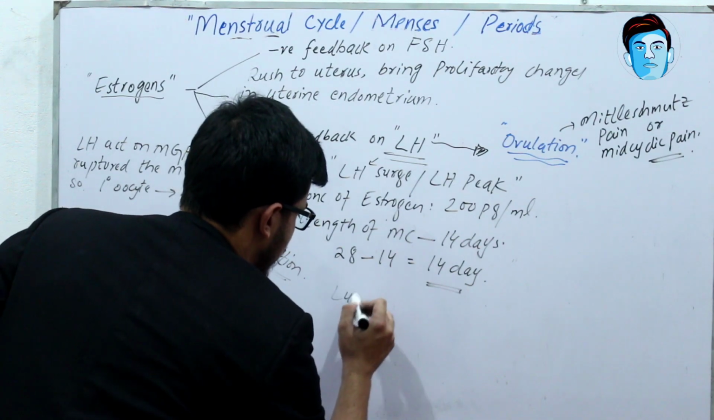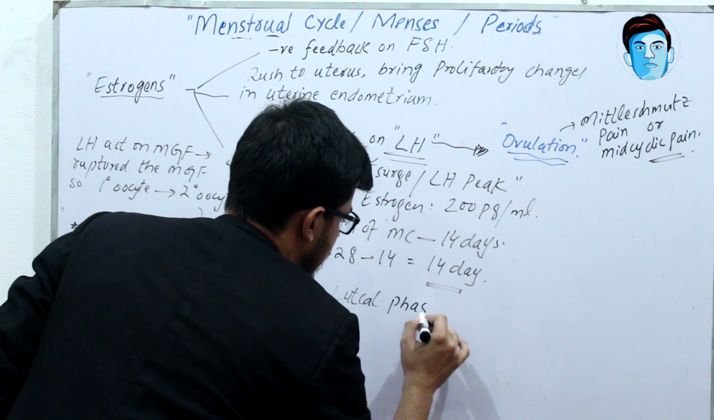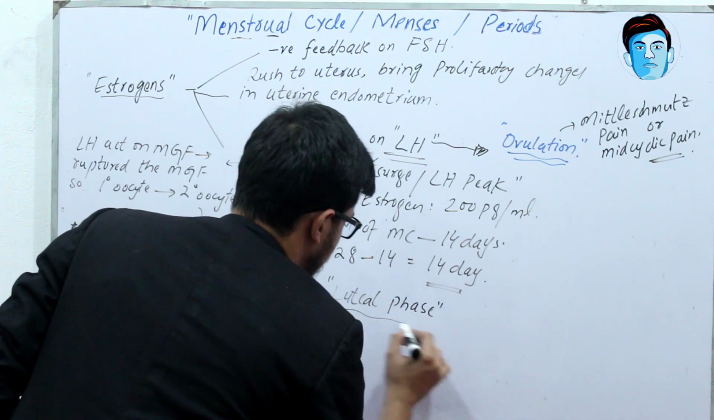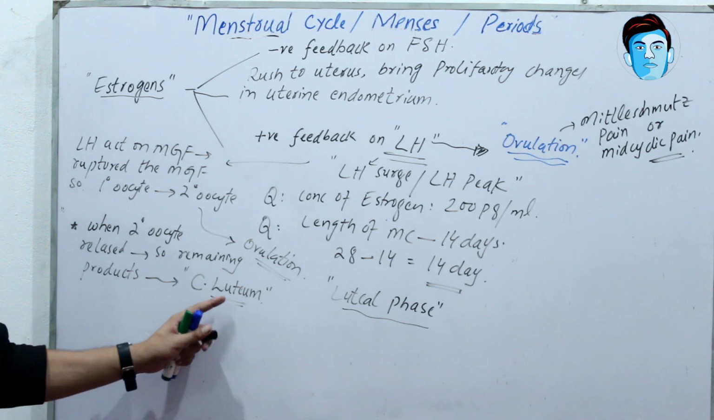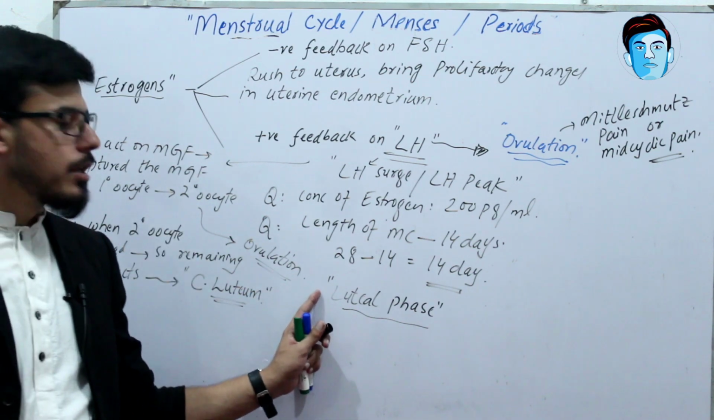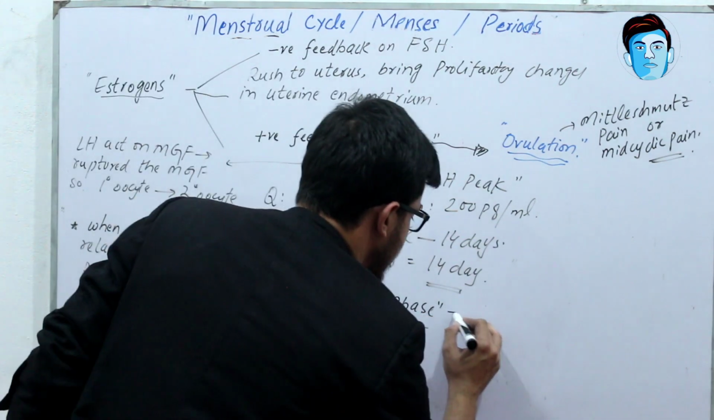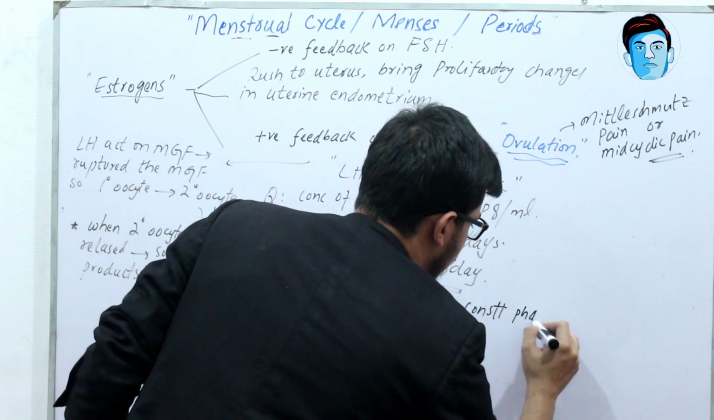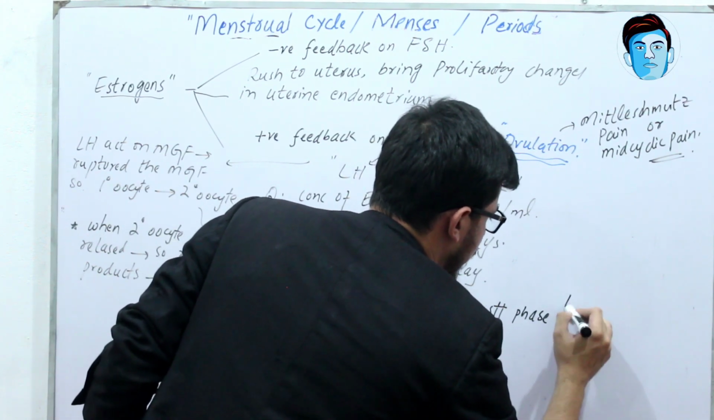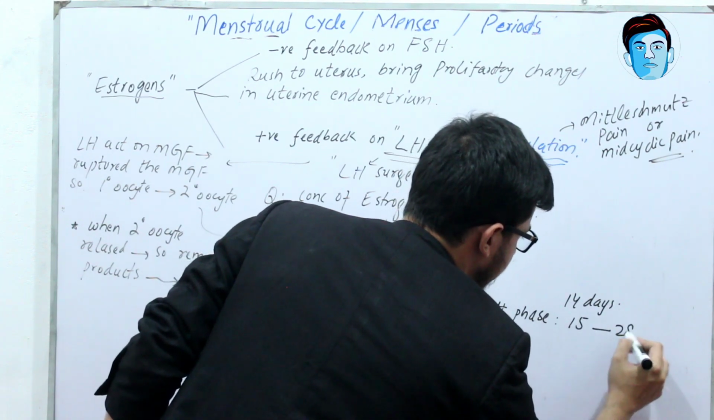That is called the luteal phase. Now when the corpus luteum forms, from then onward the luteal phase is the constant phase. It is called the constant phase. It is of 14 days, from day 15 to 28.